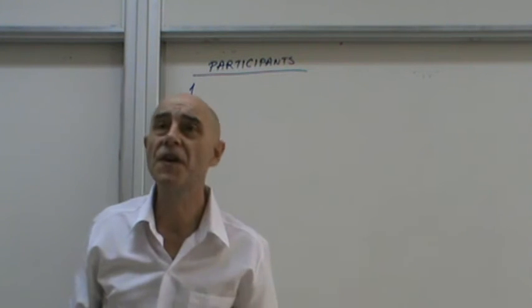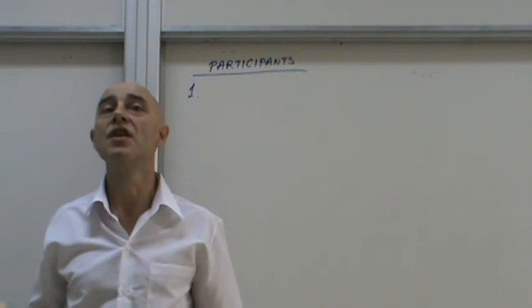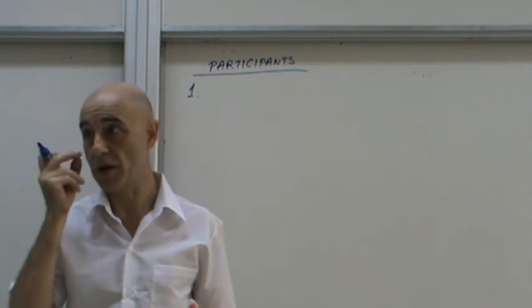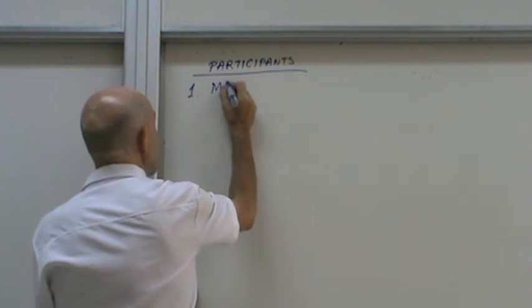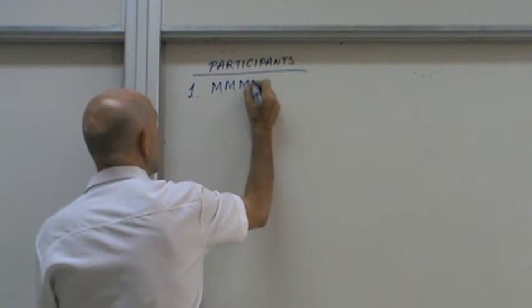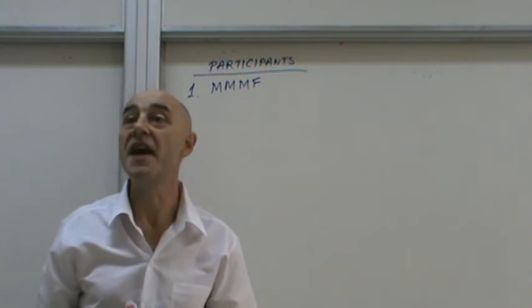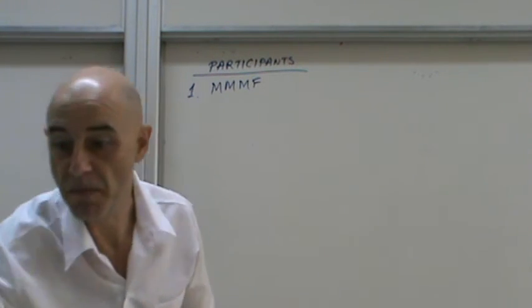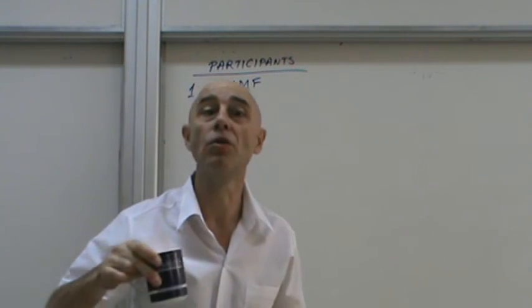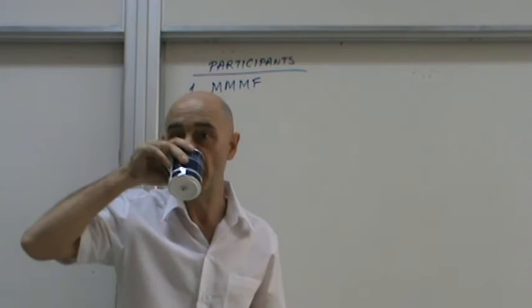Well, the first big participants for all instruments will be money market mutual funds. They are mostly buyers. They usually buy and they usually hold till maturity.